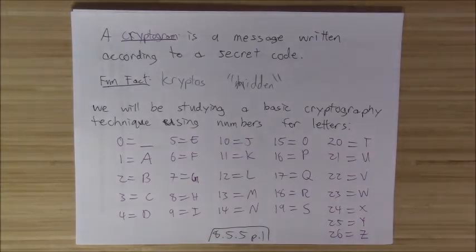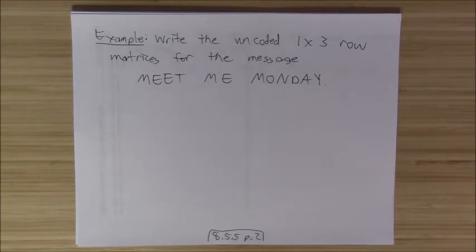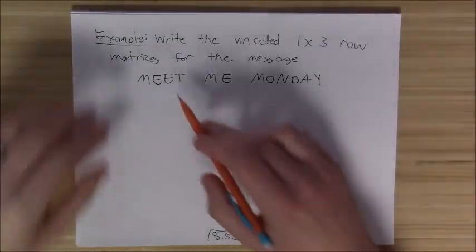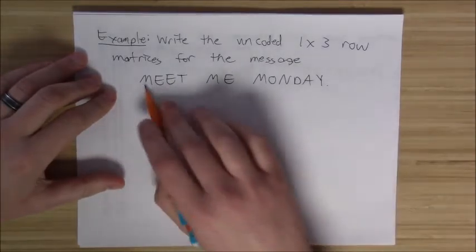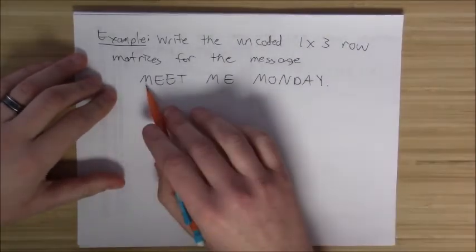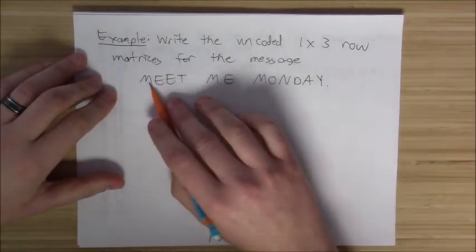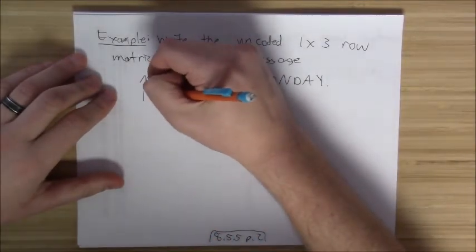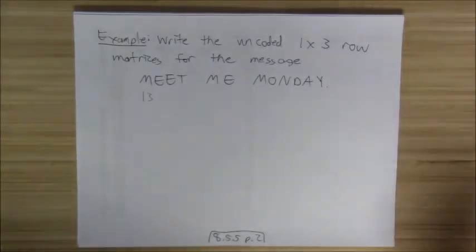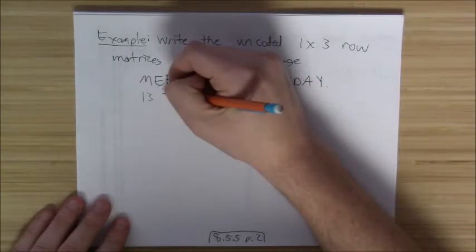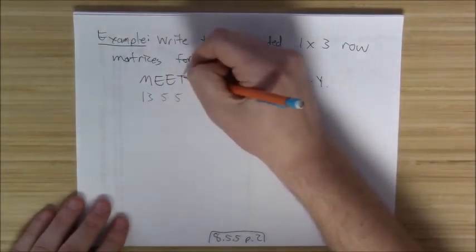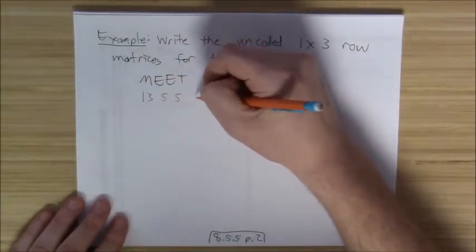So for example, what if we wanted to write the uncoded 1x3 row matrices for the following message? Because we're going to be doing 1x3, let's first write out all the numbers and then I'll write it down as the matrices. So, meet me Monday. M is the 13th letter. E is the 5th letter. So 13, 5, 5. T is the 20th letter.